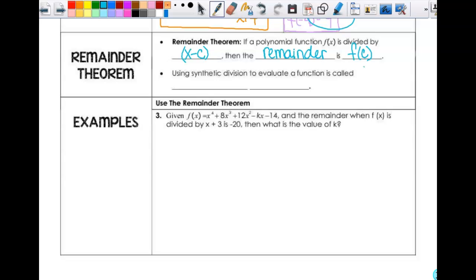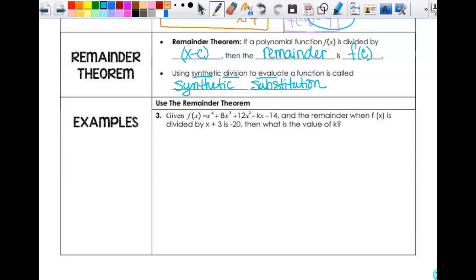And when you use synthetic division to evaluate, let's think about it: synthetic division means like fake division, because you're not really dividing, but it has the same result as if you divided. So this is called synthetic substitution, because we didn't really substitute. We did a fake substitution, but got the same result as if we actually substituted. Okay. What questions do you have?